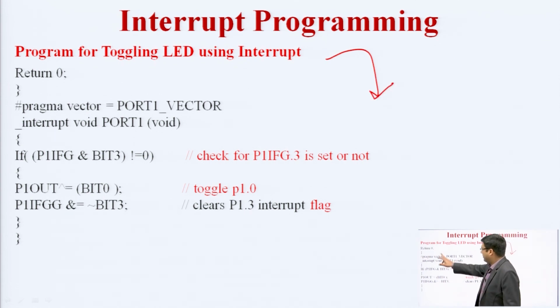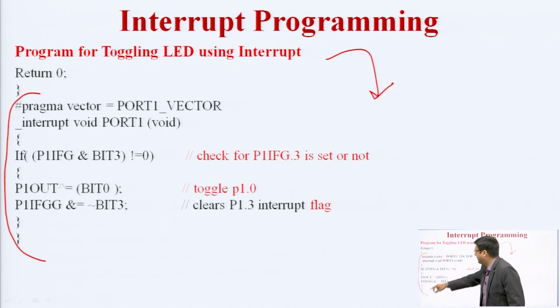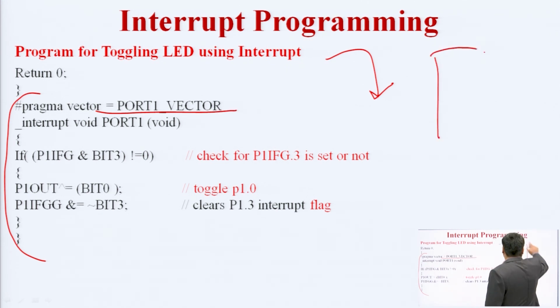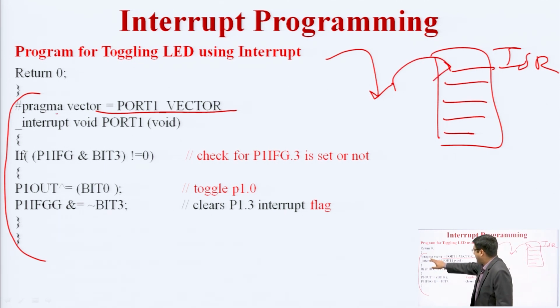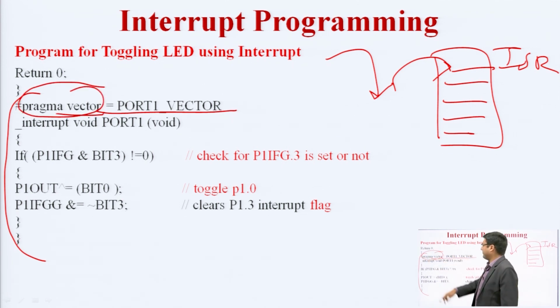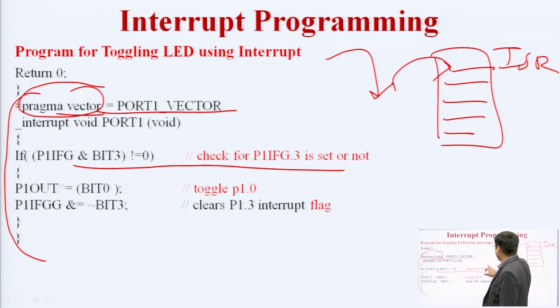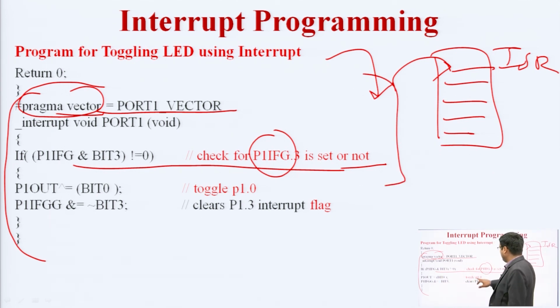Okay, and each interrupt has some vector location. This is the ISR, and each ISR has its vector location and an associated address with it. So pragma vector means the interrupt vector. Vector means that each interrupt has some known location from where it is coming, and after that we will check whether P1IFG is set or not. After satisfying these conditions, we will toggle P1.0.